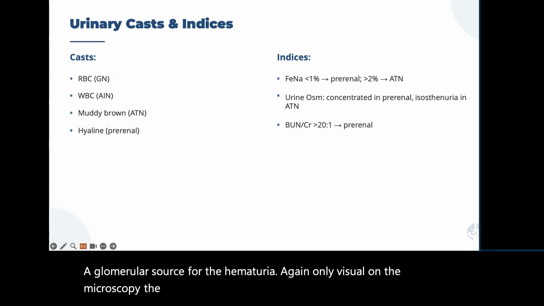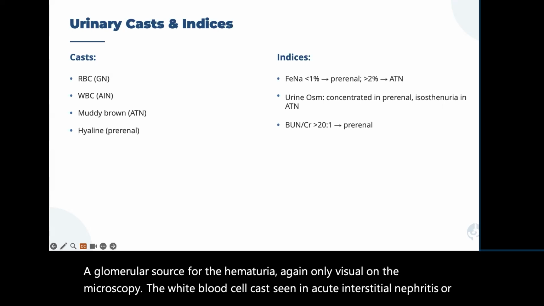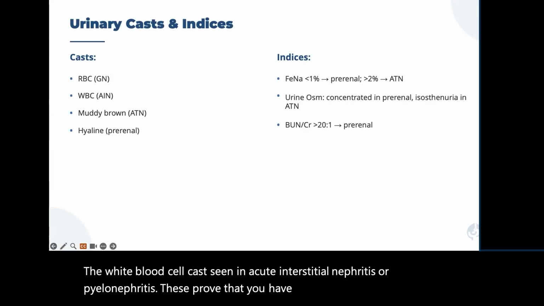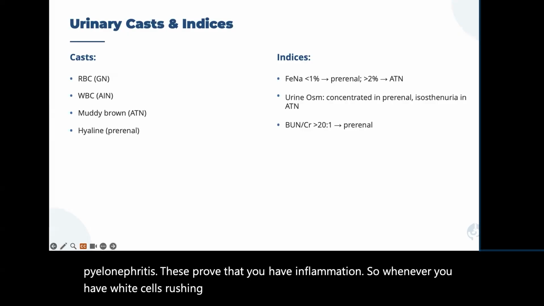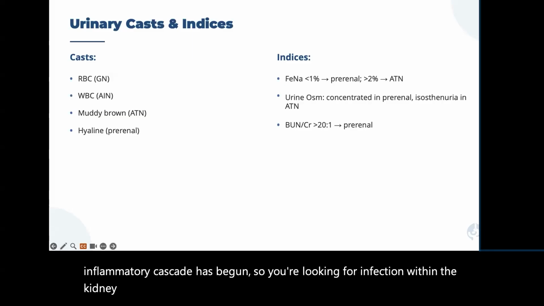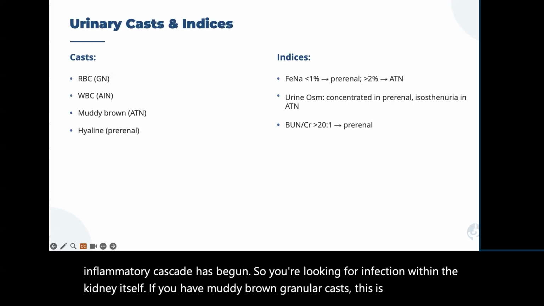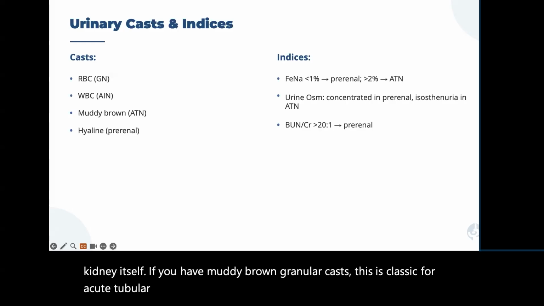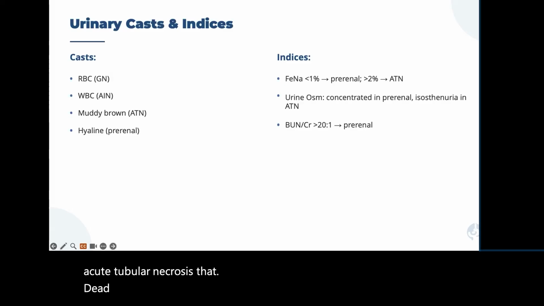The white blood cell casts are seen in acute interstitial nephritis or pyelonephritis. These prove that you have inflammation. So whenever you have white cells rushing to a source, something is going on. That inflammatory cascade has begun. So you're looking for infection within the kidney itself. If you have muddy brown granular casts, this is classic for acute tubular necrosis. That means dead tubular cells have sloughed off into the urine.